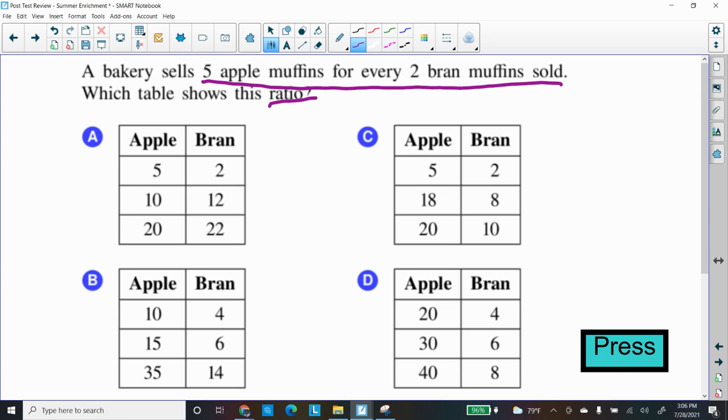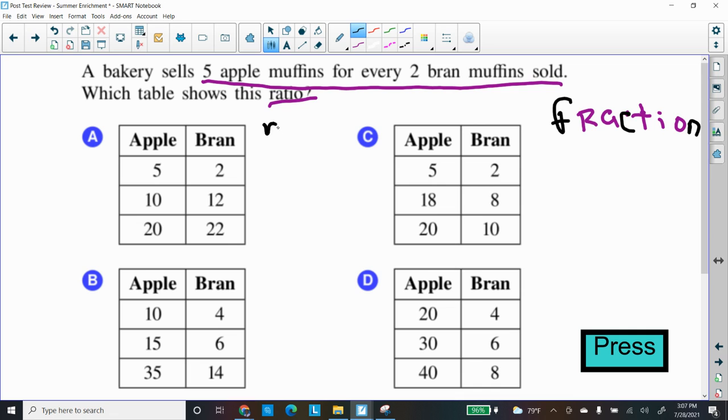If you take a look at the word ratio, it's almost spelled like fractions if we add the letters. Let me leave a blank there. R-A-T-I-O. If we add the letters F in the front, a little C there, and an N at the end, we have the word fraction. So ratio, we're really talking about a fraction. Well, what's the fraction? The fraction is for every 5 apple muffins, we have 2 bran muffins sold.